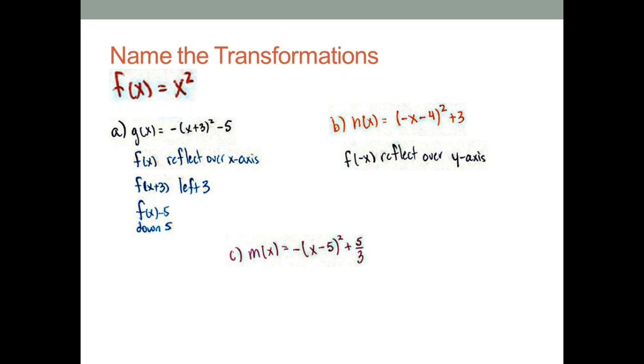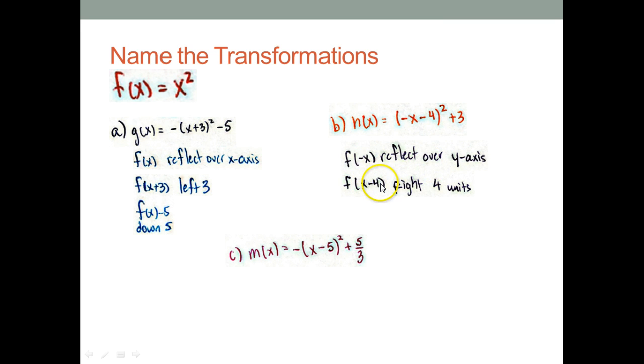If I look at b, I have h of x. So again, I'm comparing h of x to the original x squared function. And I see I have a negative directly in front of just that x. That's reflecting across the y-axis. It's not the x-axis, but the y. And that happens when I put the negative sign directly in front of the x and not in front of the entire function as I have for g.